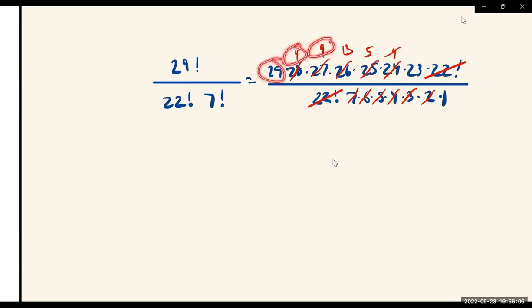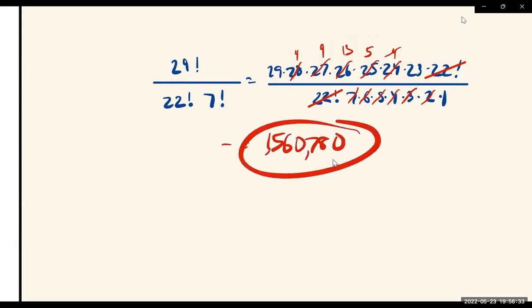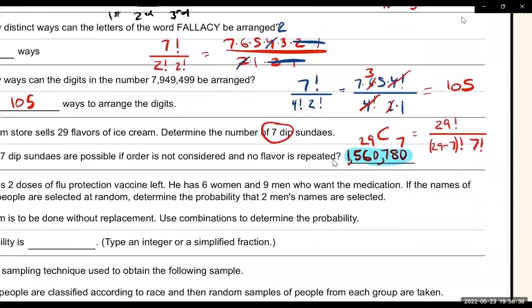So let's multiply the numbers that are remaining to see if we get the same answer. So 29, 4, 9, 13, 5, and 23. Yeah, I'm getting the same thing. Yep, I got the same answer. All right, perfect. So there it is. You get the same answer. But obviously, it's much faster to do this on a calculator. If you have a graphing calculator, you can do nCr.